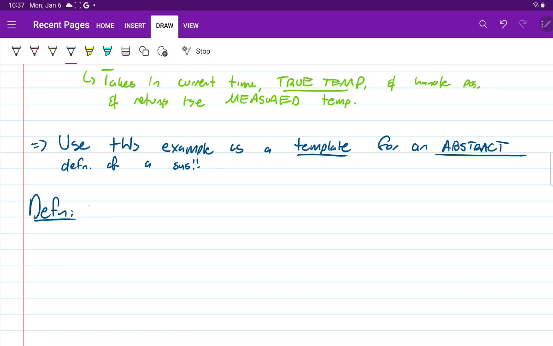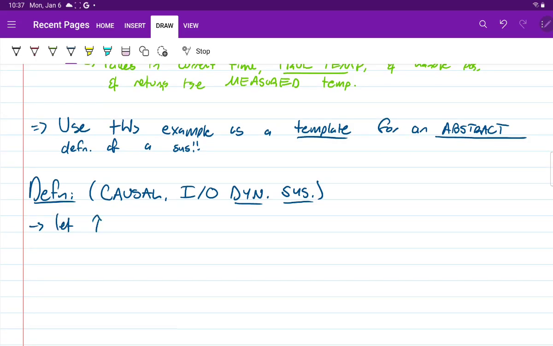Definition: this is a causal I/O dynamical system. Just as a brief side note, I'll often abbreviate dynamical system as DynSys. I hope it should be clear from context what I mean by this. All right, let's state the definition. Let a set T, a subset of R, I'll use this curly mathcal T if you're familiar with LaTeX, be a non-empty set.